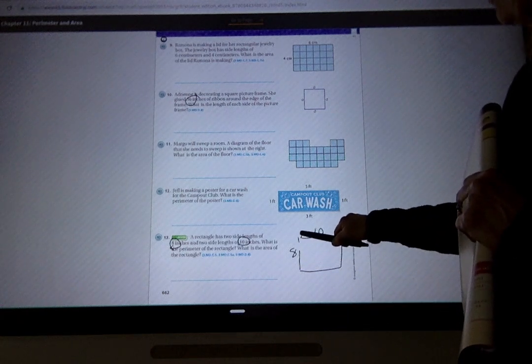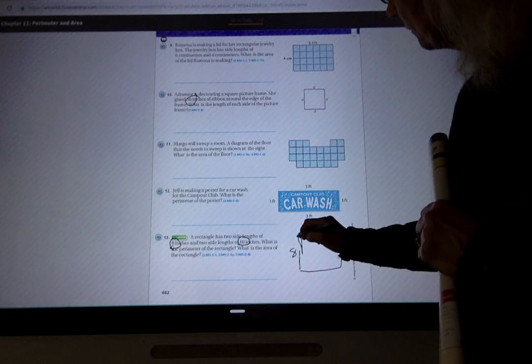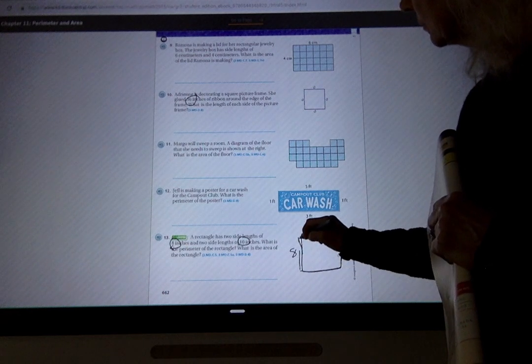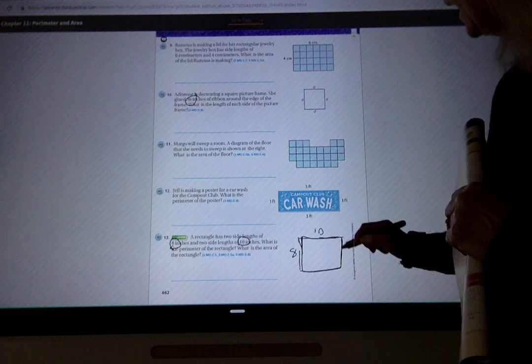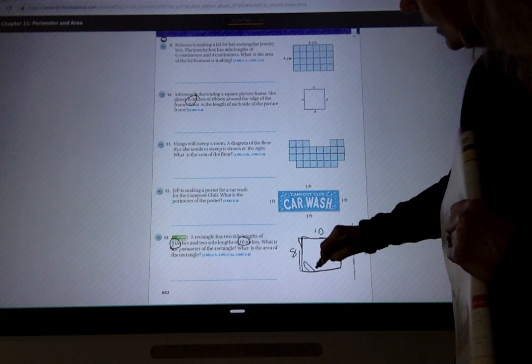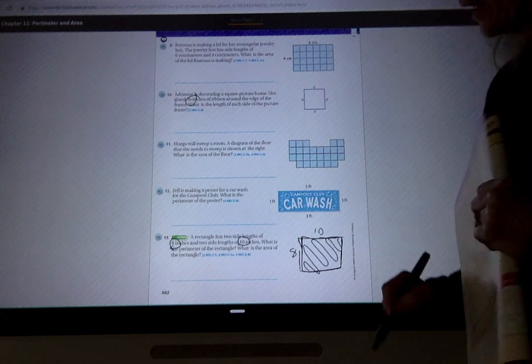For perimeter, I'm going to add all the sides together. For area, I can multiply to find out how much is covered.